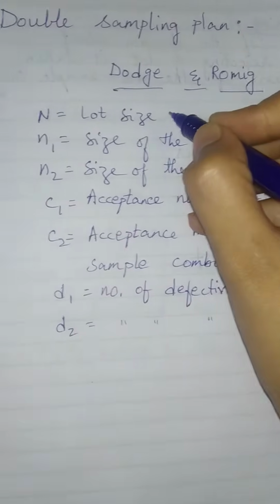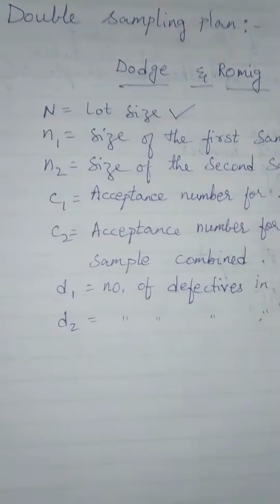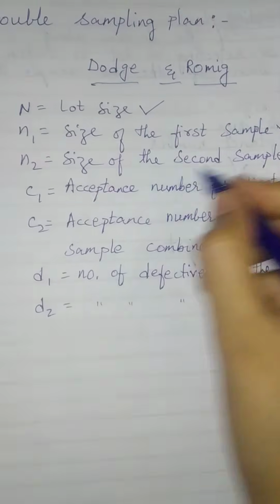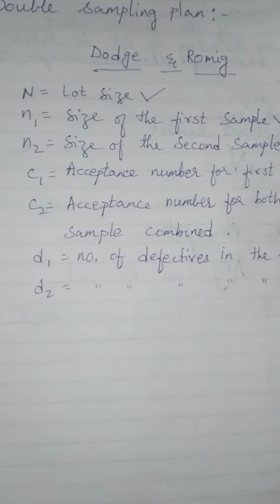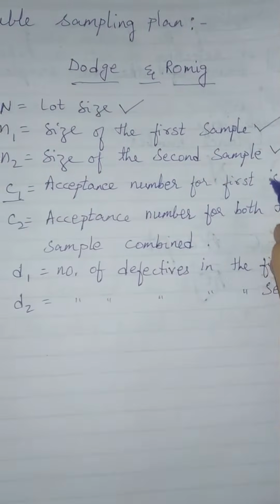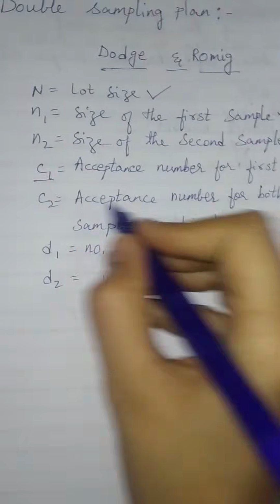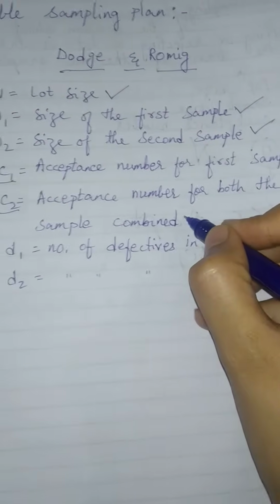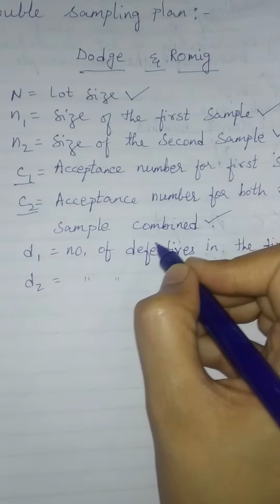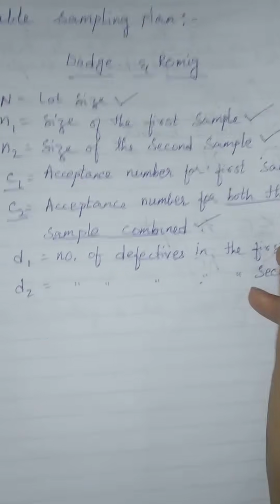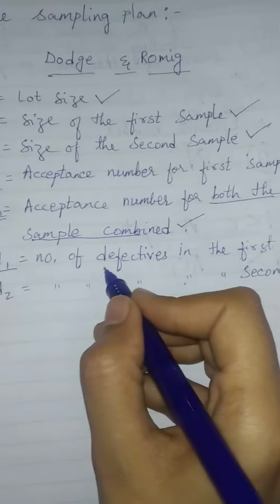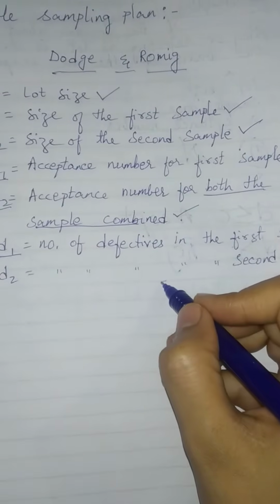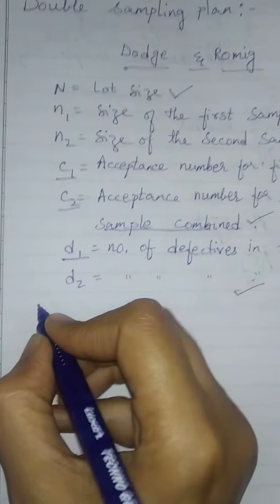So what we do: capital N is the lot size, N1 is the size of the first sample, N2 is the size of the second sample, C1 is the acceptance number for the first sample, and C2 will be the acceptance number for both the samples combined, students. Okay, both the samples combined, remember this. D1 is the number of defectives in the first sample, and D2 is the number of defectives in the second sample. Now let's start with the procedure.